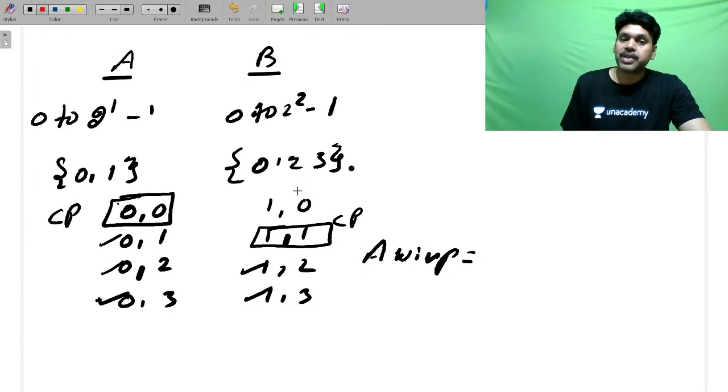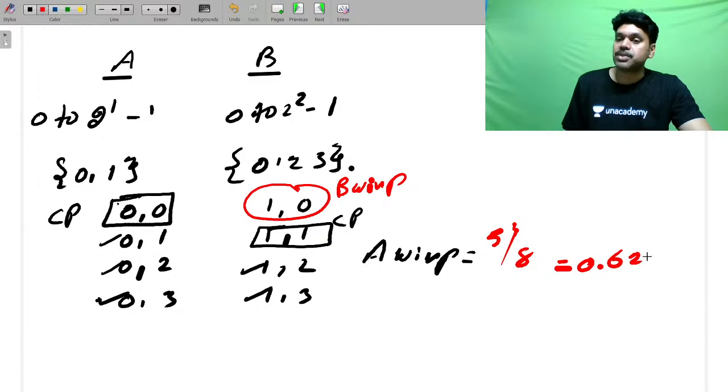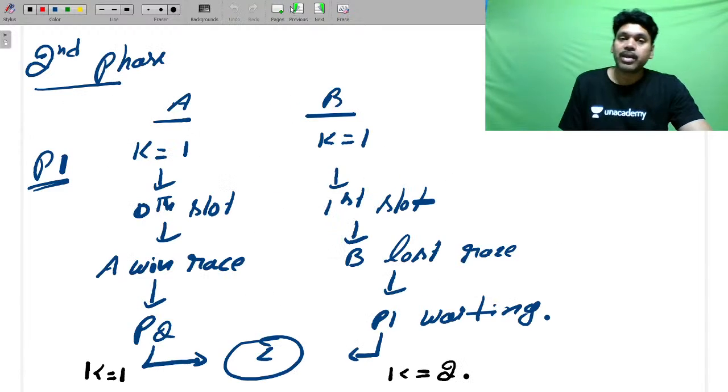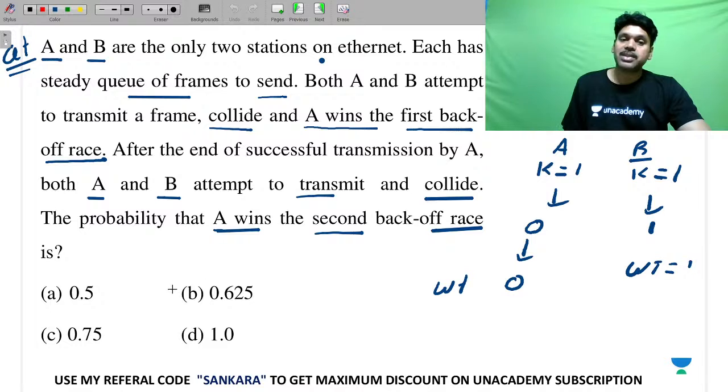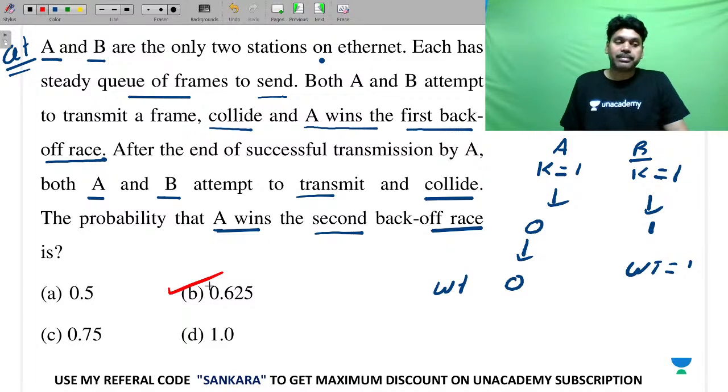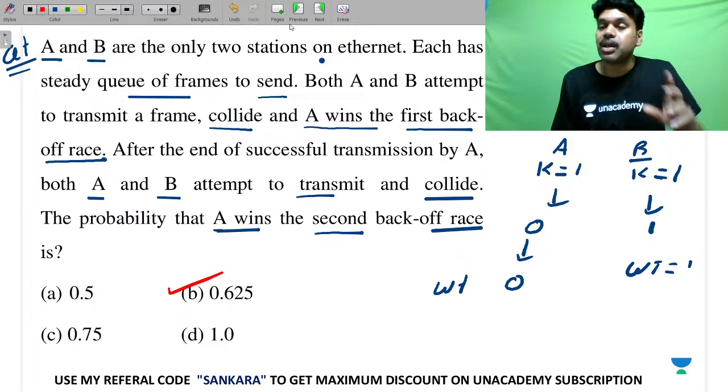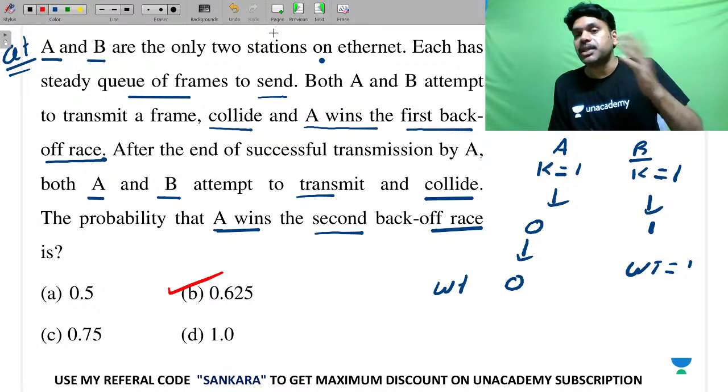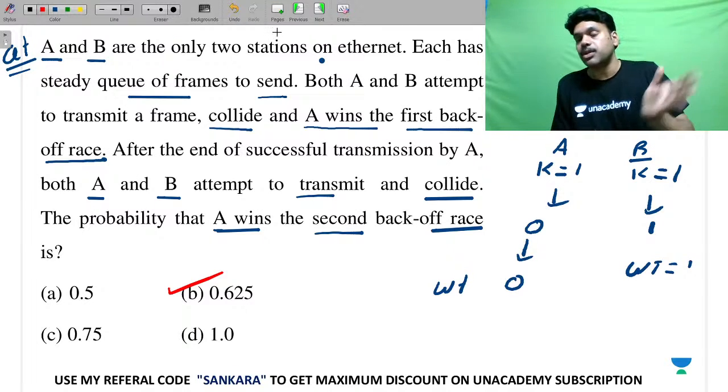Now one slot we are allocating because B can win the race, B winning probability. So it is 5 by 8, which is nothing but 0.625. That is your answer. Very simple. Third phase means it is 13 by 16. Fourth phase means you can calculate.